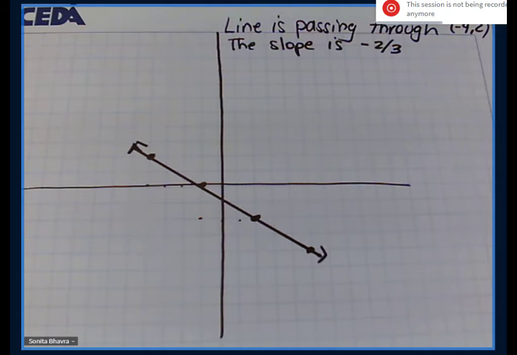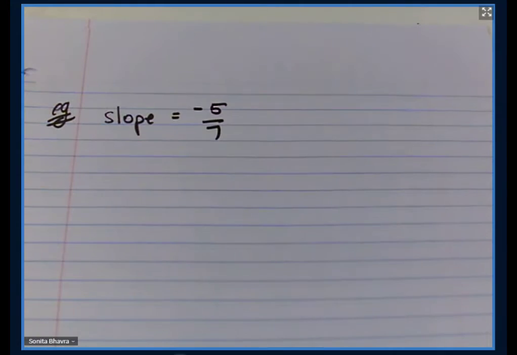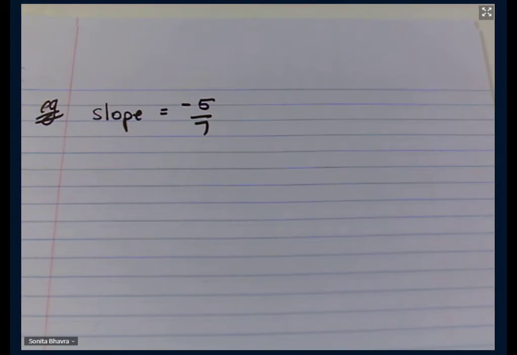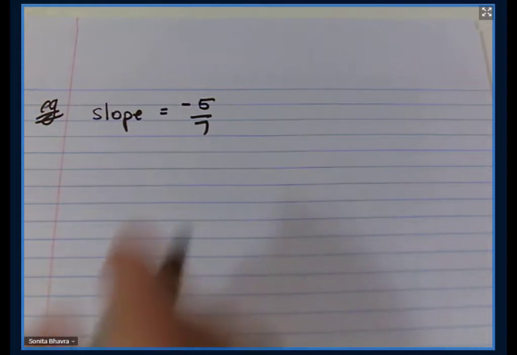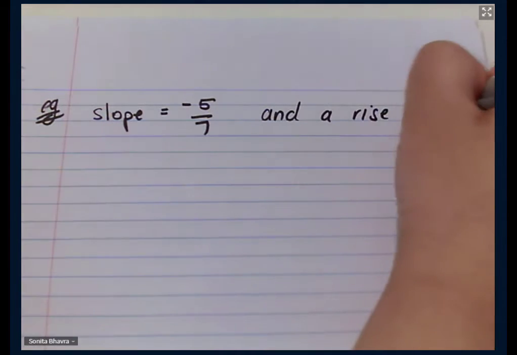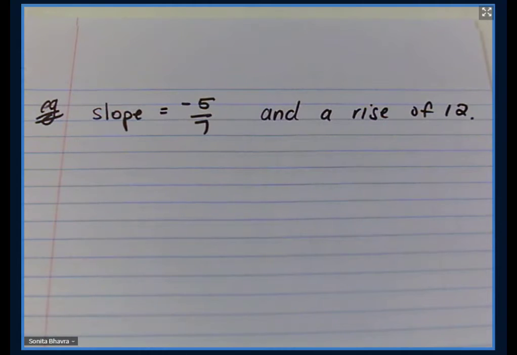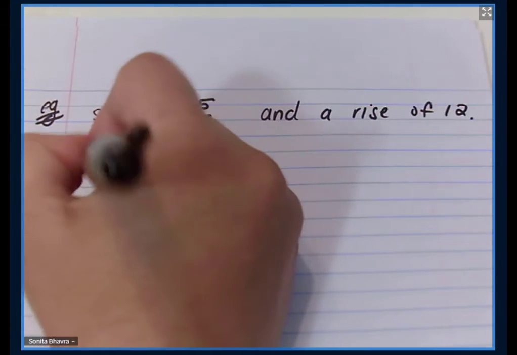Any questions on that example? In this next example, we are given that a line segment has a slope of -5 over 7 and a rise of 12. So we're given our slope and our rise. What we need to do is calculate our run.